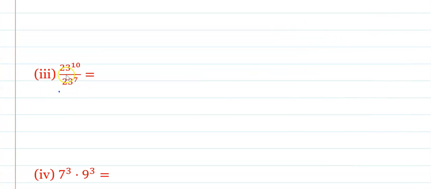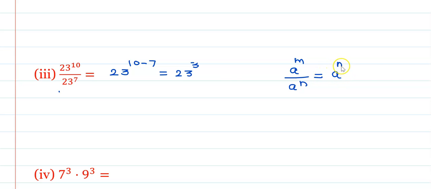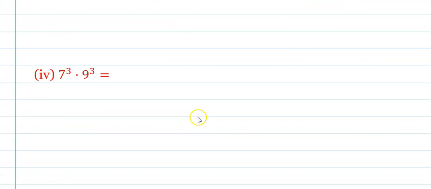Okay, now the next example, 23 raised to 10 upon 23 raised to 7. Again by the law of indices, 23 raised to (10 minus 7), and that equals 23 raised to 3. Therefore, what is the rule here? a raised to m upon a raised to n equals a raised to m minus n. This is the rule.